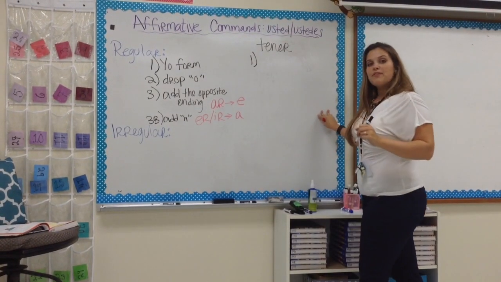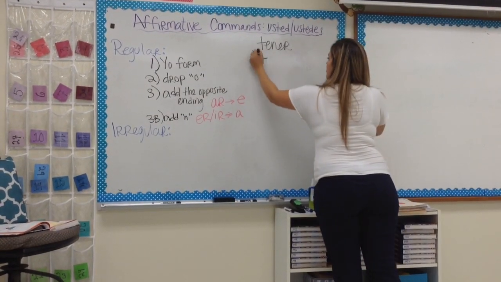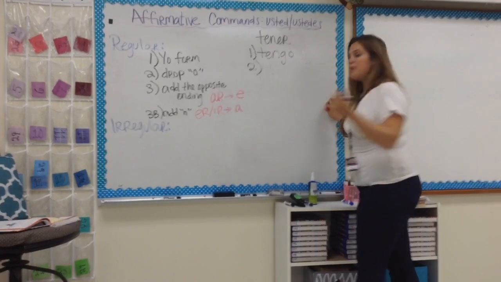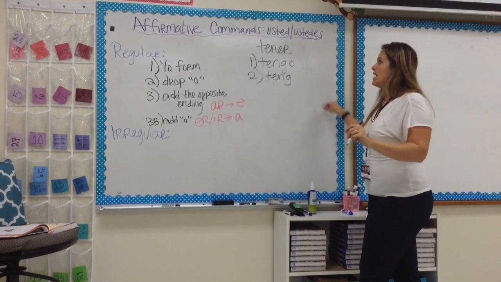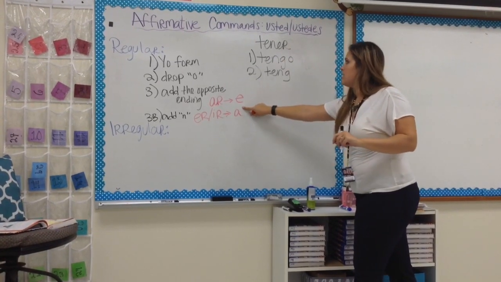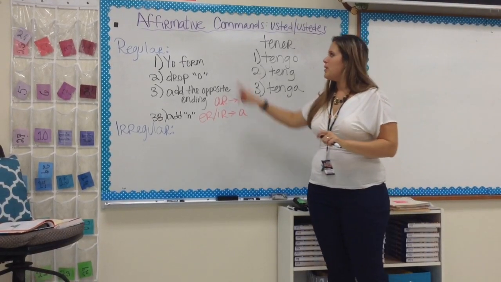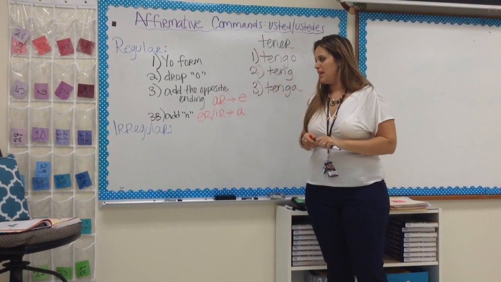We first put the verb tener into the yo form. Tengo. Then we drop the O. We add the opposite ending. It's an ER verb, so we change it to A. Tenga. So that's how we do the regular affirmative commands in the usted form.